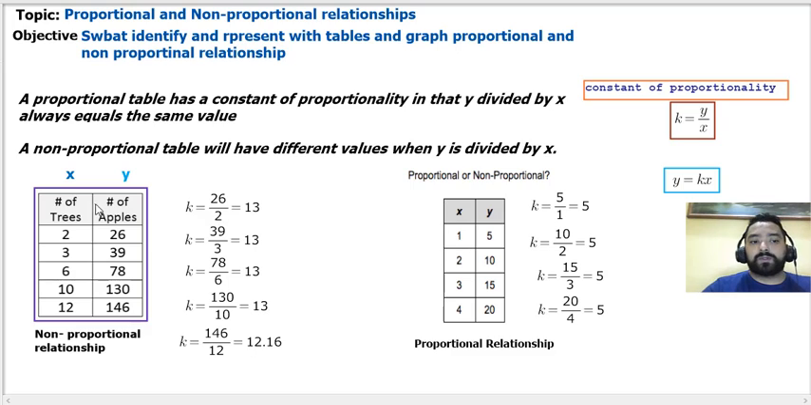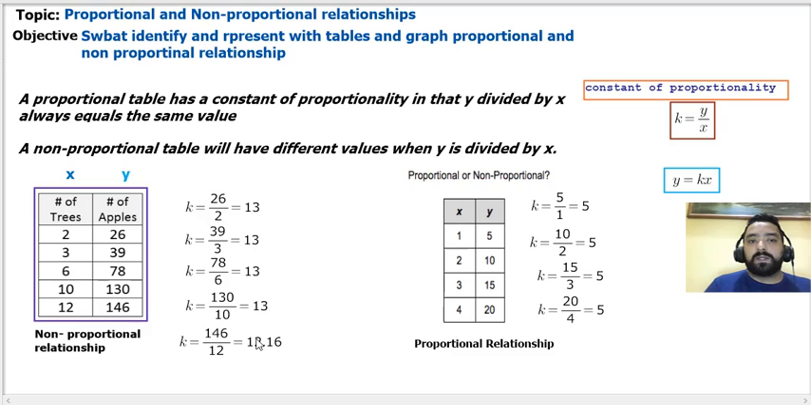As you can see here, we have two ratios, apples and trees, and we are going to compare them. You're going to identify if this table is proportional or non-proportional. In this case, this table is non-proportional because when you divide every value, y over x, for example, here we have 26 over 2 gives us 13. The next one gives us 13, 13, 13, but in the last one, as you can see, we have 12.16. So these first four values are equal, but the last one is different.